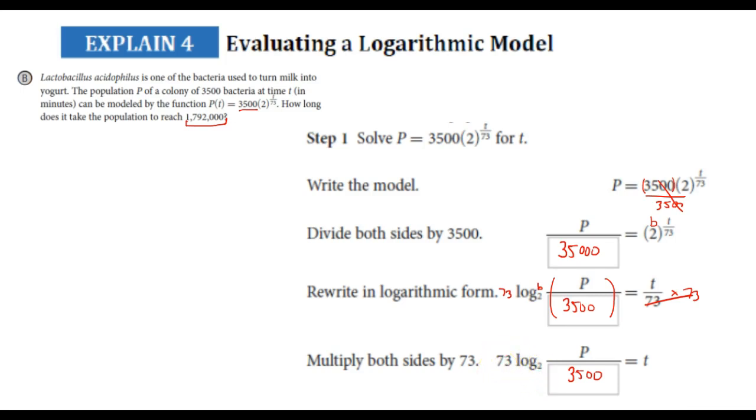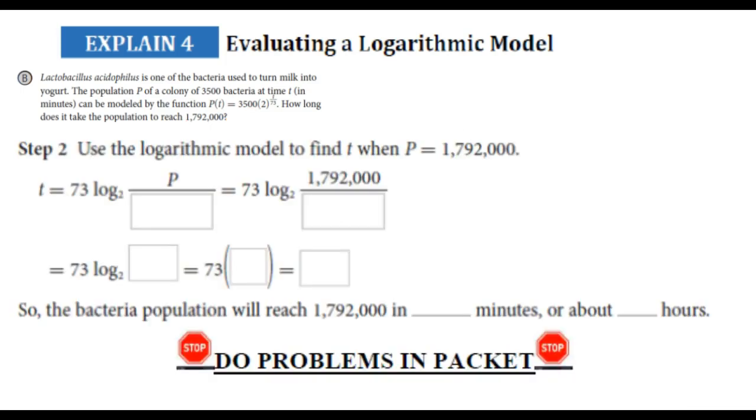Now this is just step 1, so let's do step 2. And let's use that. So this was again P over 3,500. So since my P value is actually 1,792,000, I'm going to put that instead of P. And we can actually figure out what this is using our Desmos calculator. So let's go ahead and work out what this would be, and then let's figure out what the log base 2 is for that, and we'll figure out our final answer.